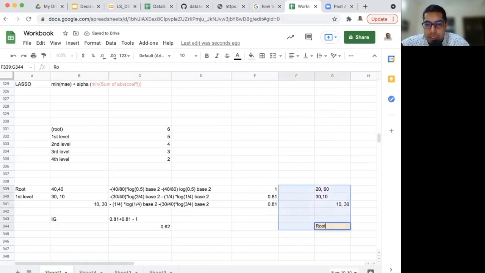So this is the root, and this is the first level. The first level answer is easy because I've just done it. Tell me now this. If you're clear about this, type CV and tell me the answer.